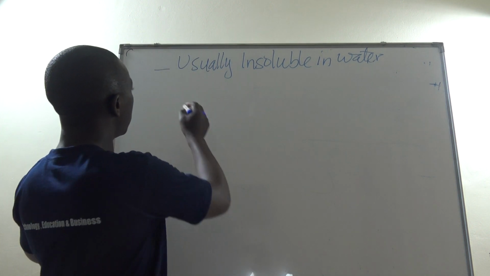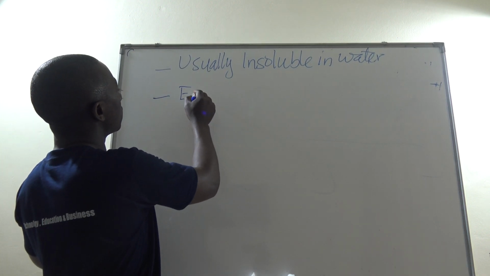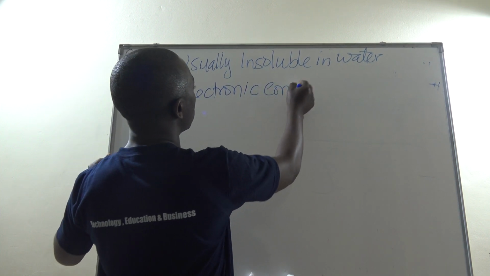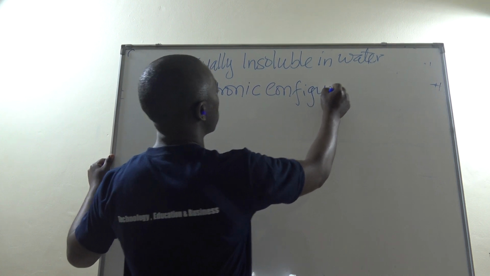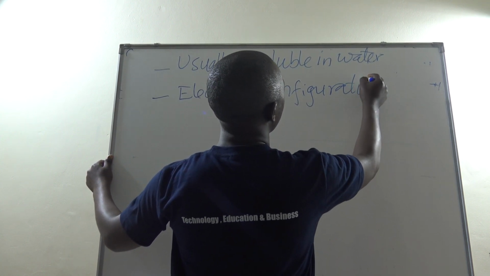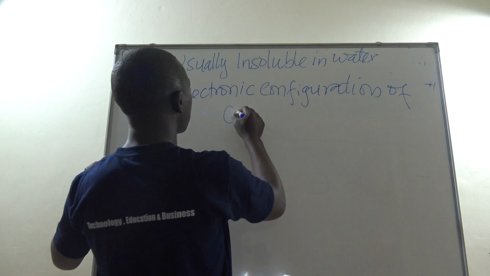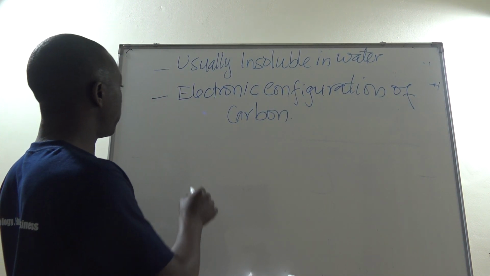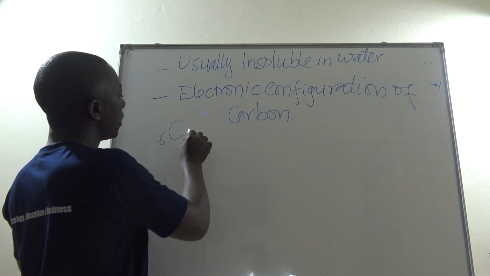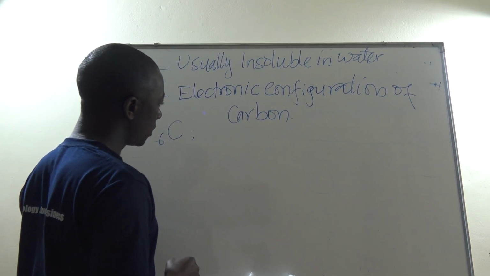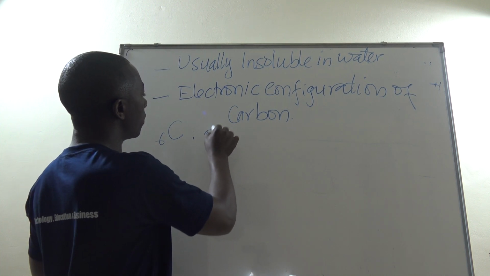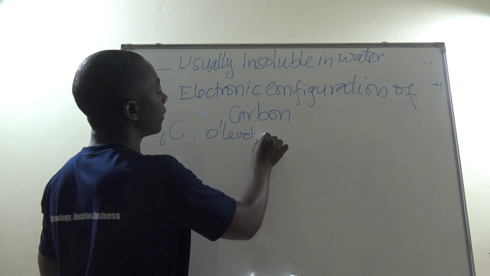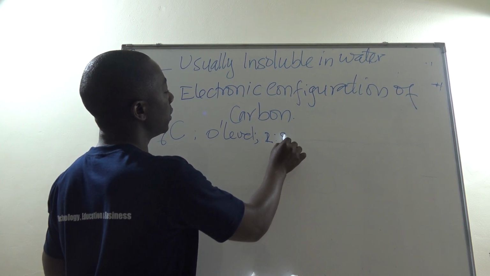When we look at the electronic configuration of carbon, first of all, carbon is element number 6 in the periodic table, and its electronic configuration, in O level, we write it as 2,4.